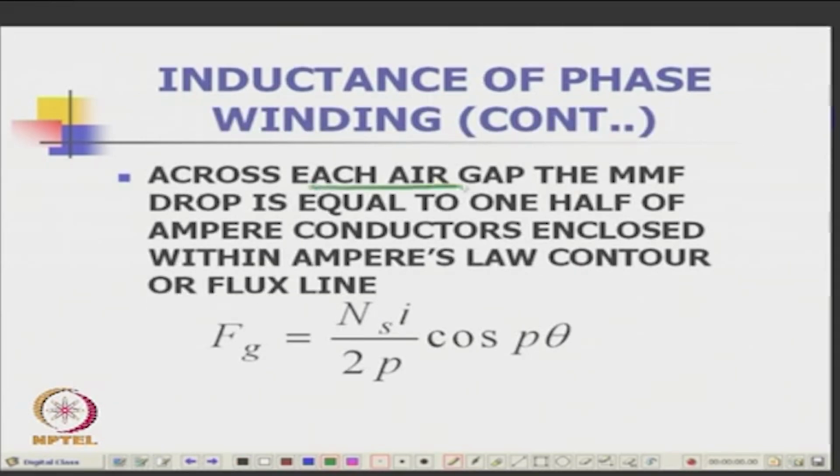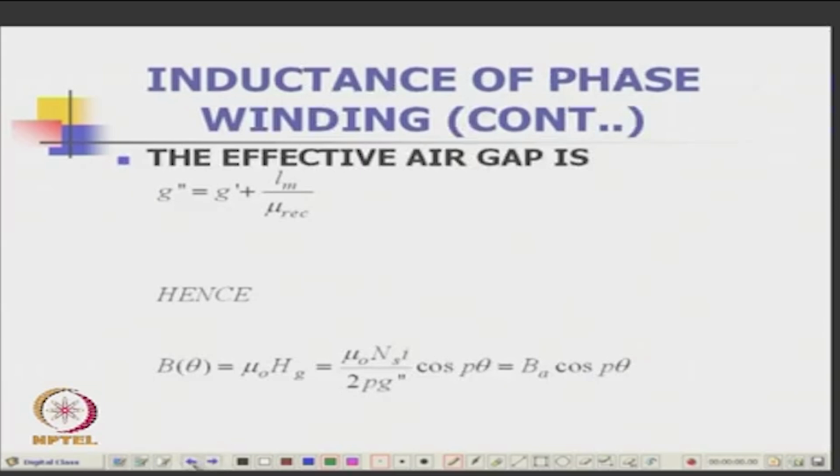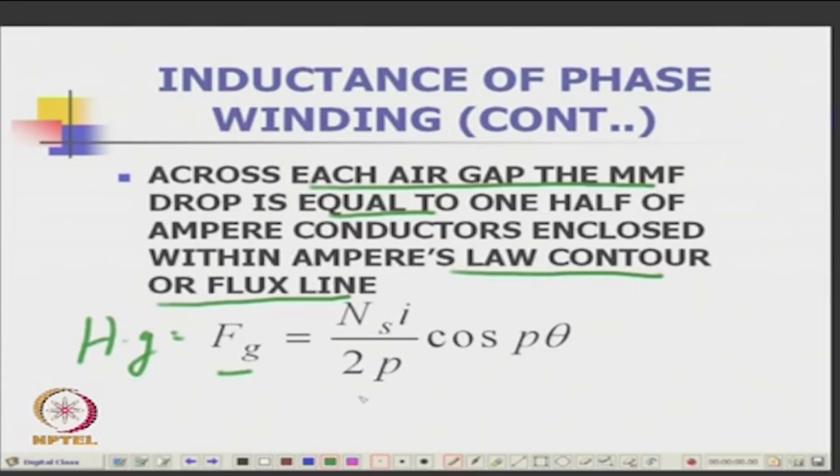Across each air gap, the MMF drop is equal to 1/2 of the ampere conductors enclosed. Usually how you calculate is the current enclosed. What is MMF? It is H into G. So you assume what H is here, and you have the gap G here. H into G, assuming there is no MMF drop in the iron, will be equal to the current enclosed, which will be the MMF.